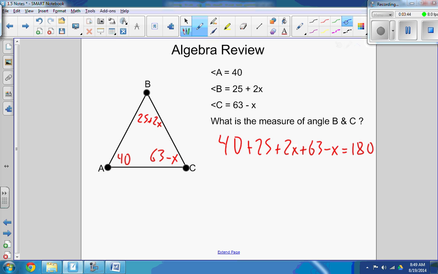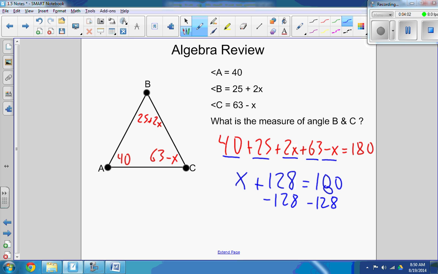Now let's combine our terms. 2x minus x, that's x. 40 plus 25 plus 63, that's plus 128. So that equals 180. Subtract 128 from both sides. We get x is 52.